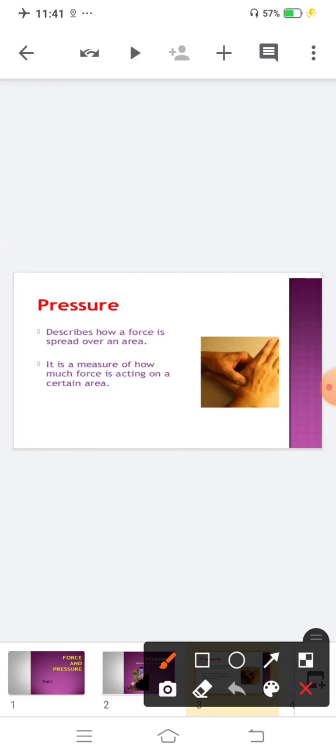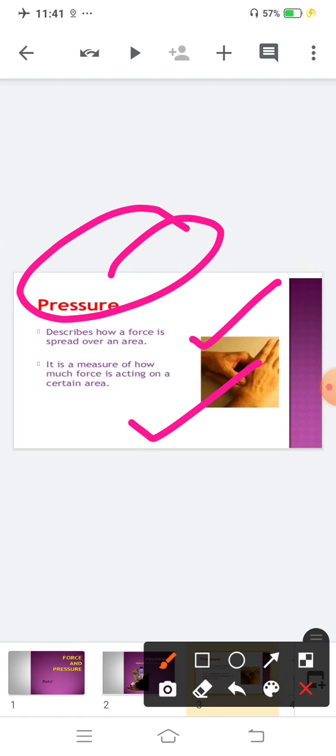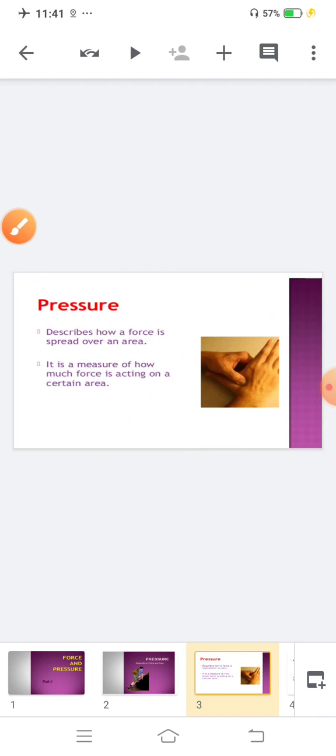First understand what pressure describes and what it is. After learning about pressure, you will be able to describe how a force is spread over an area, and it is a measure of how much force is acting on a certain area. With pressure you can calculate these two things. Number one, how force is spread over an area. And the second one, how much force is acting on a certain area.